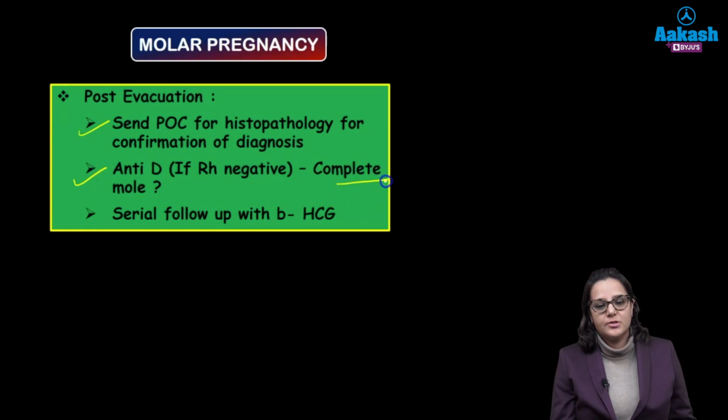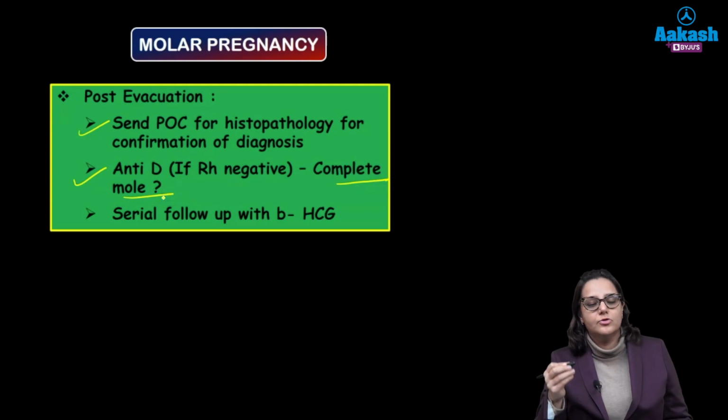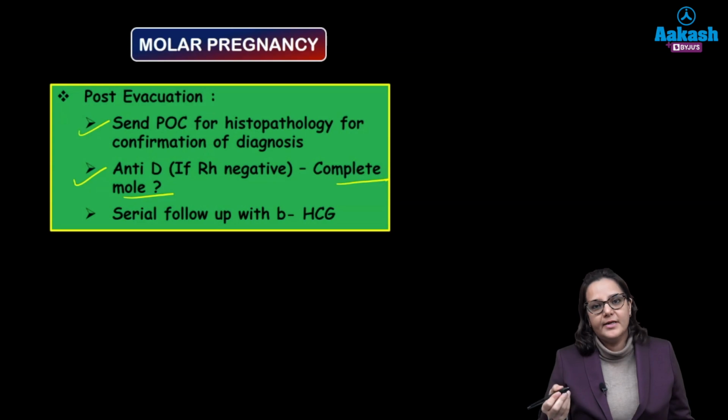Now there is this logic that people give, what about complete mole? Complete mole does not have fetal tissue, so we need not give anti-D to these patients. That is correct. But when are you going to know that it's a complete mole? Only after a histopathological diagnosis. The report of that is going to come after 2 to 3 days. And what is the time limit when you have to give anti-D? It is within 72 hours.